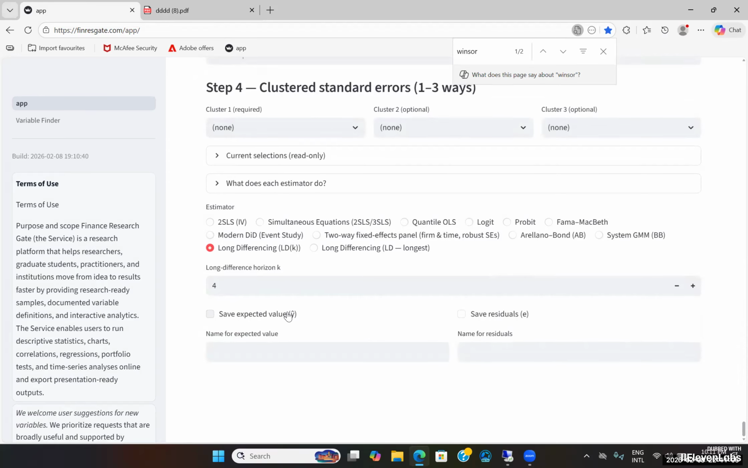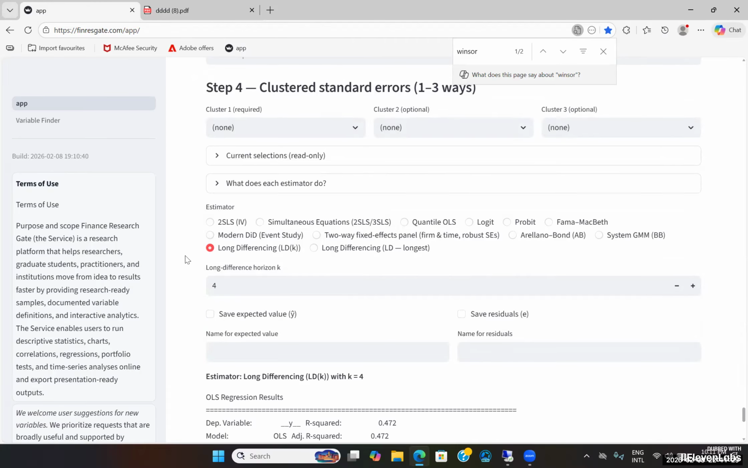So, instead of simply placing y on the left-hand side of our equation, we will now be using the expression y minus y sub t minus 4, which represents the 4-year lag of y, and then we calculate the difference. Similarly, we apply the same method to all x variables. So we're converting each variable into a difference variable, not taking the first difference in this case. Instead, we're taking the 4-year difference.